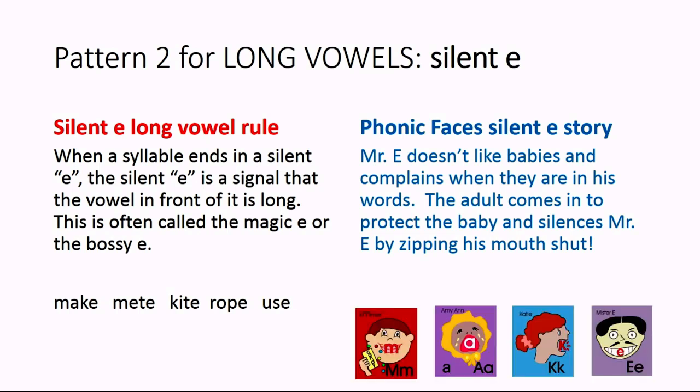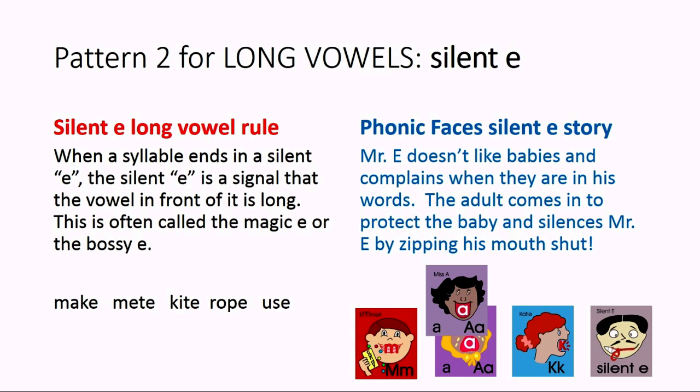So now we lay out the cards. We have a, c, E. Uh-oh. Mr. E doesn't like babies, and so we have to silence him. Mr. E goes, I don't like babies. Look at that baby in my word. She's crying. She's making all kinds of noise. I just can't stand babies.